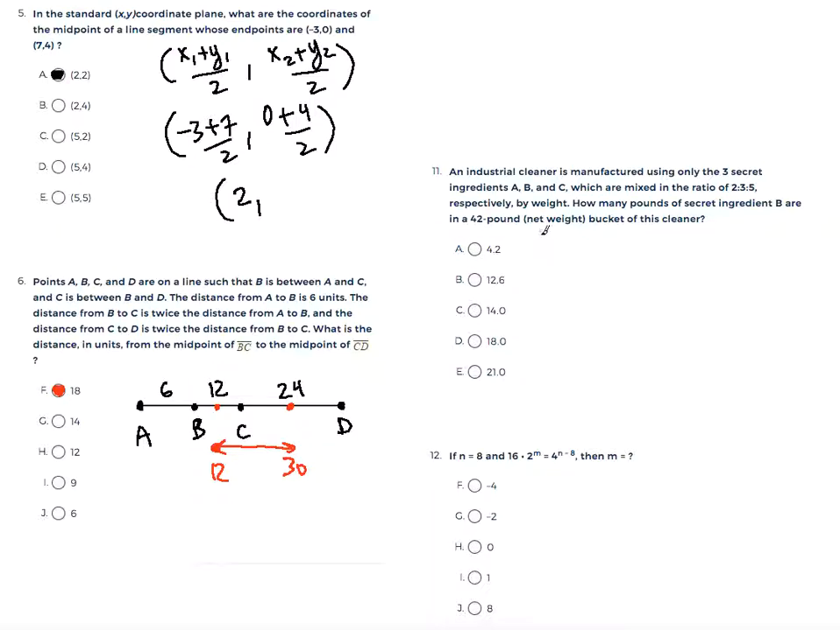Okay, next question. An industrial cleaner is manufactured using only the 3 secret ingredients A, B, and C, which are mixed in the ratio 2, 3, 5, respectively by weight. How many pounds of secret ingredient B are in a 42-pound net weight bucket of this cleaner? So realize that 2, 3, 5 is a ratio. So the weights can be 2, 3, 5. The weights can be 4, 6, and 10, and etc., right?